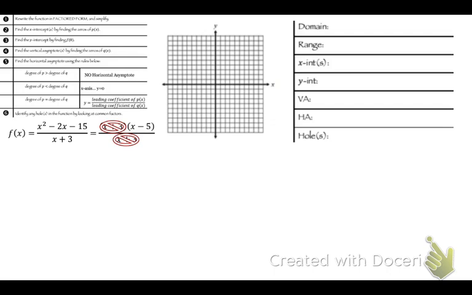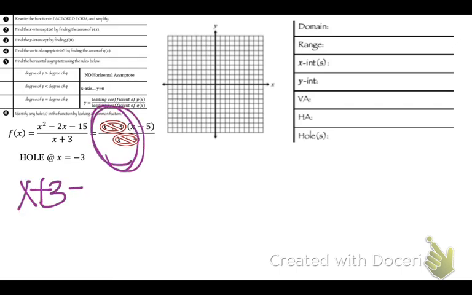This is why I do it first, because if things cancel, it's very obvious that, oh, we have a hole here. Okay, so we have a hole at x equals negative 3, because we're going to take what we just canceled, that x plus 3, and we're going to set that equal to 0, so you get x equals negative 3. That's where that hole comes from. Okay, so we have a hole at negative 3.